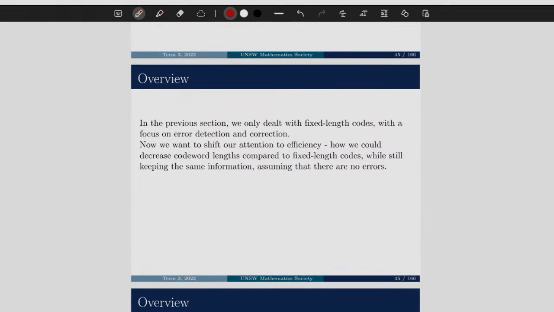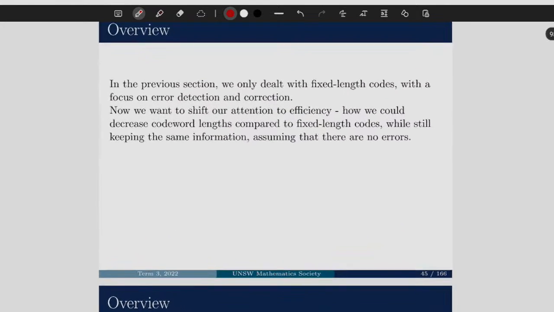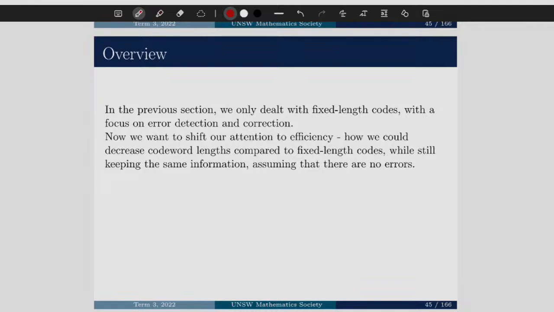So, this chapter was efficiency. How can we decrease code lengths while still keeping the same information? And here, we're assuming that there are no errors. We've already dealt with all about error detecting, all about error correcting in the previous topic. In this topic, we're assuming that it's all good. There are no errors, we're just going to be working with what we got, right?